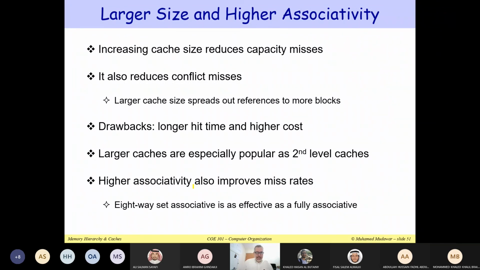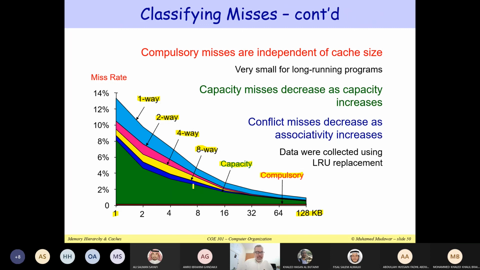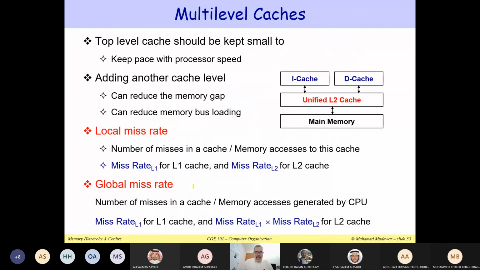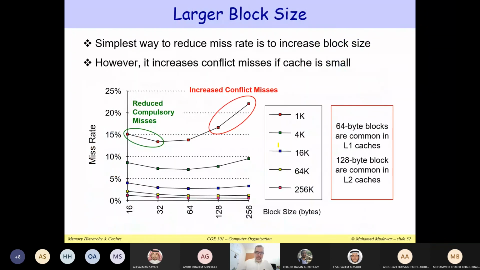Anyways, maybe I need to stop here. I still have a few slides related to the block size. Should we use a small block size or a larger block size? Today people use 64-byte blocks. I found that 64-byte blocks are optimal in level 1 caches. Sometimes a 128-byte block size is also used in level 2 or level 3 caches.